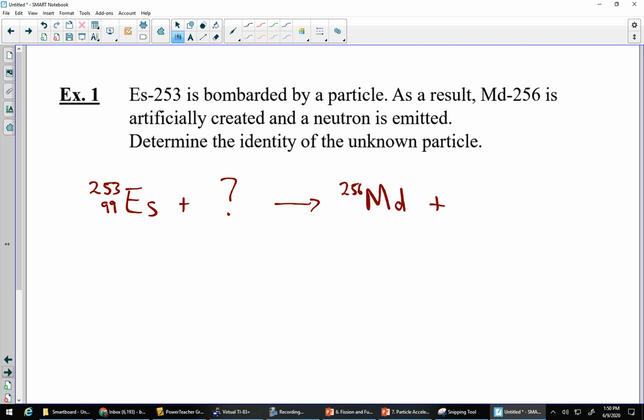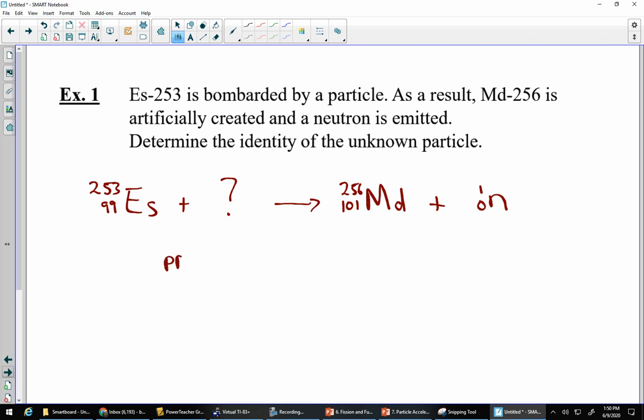A neutron. So when I talk about a neutron, there's my symbol for a neutron. It's got a mass of 1. It's got a charge of 0. Okay, cool. MD, let's see, what is the atomic number of MD? 101 when you find it. Okay, cool. So from here, this is actually pretty easy.